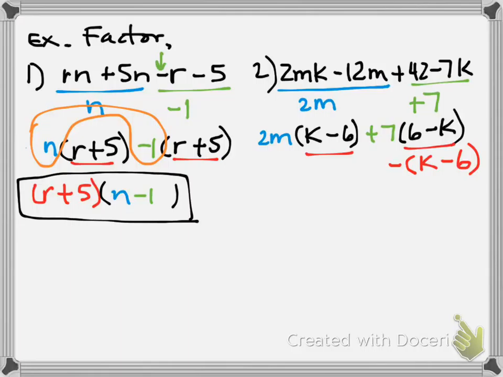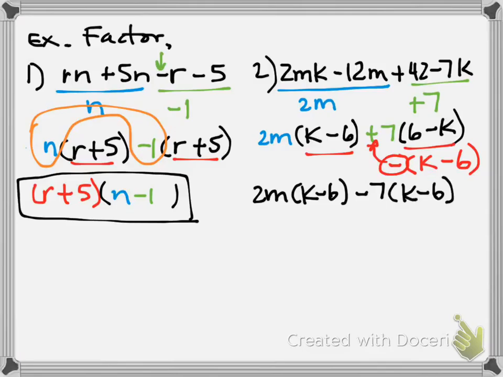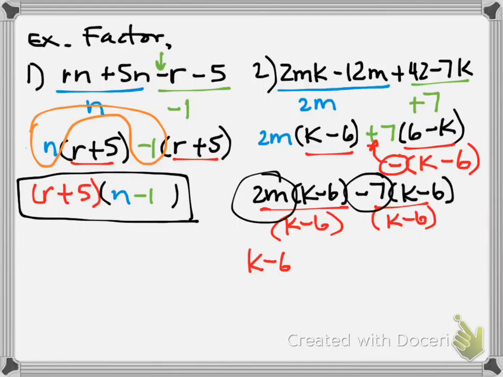Now, the question is, what happens to that negative? Well, it comes up here. So now your problem looks like this: 2m times the quantity k minus 6 minus 7 times the quantity k minus 6. We do have our miracle where they both have the k minus 6. So that comes out in front. And now what's left behind is the coefficients, so this and this, and they form their own binomial. So we get 2m minus 7.